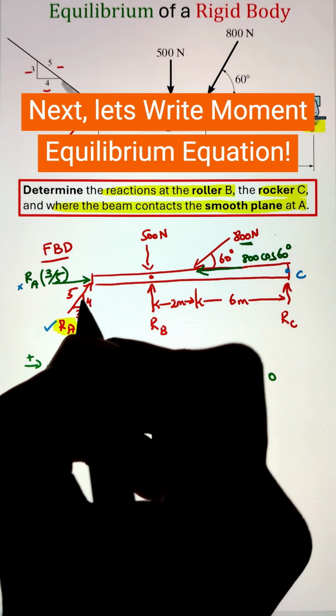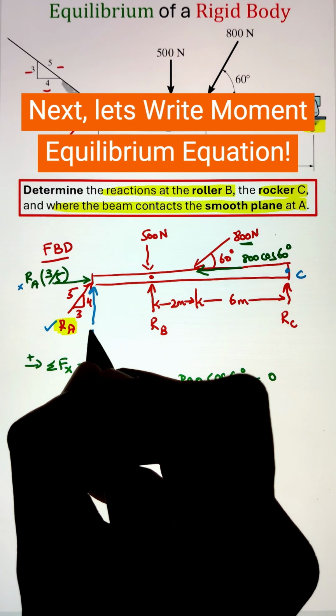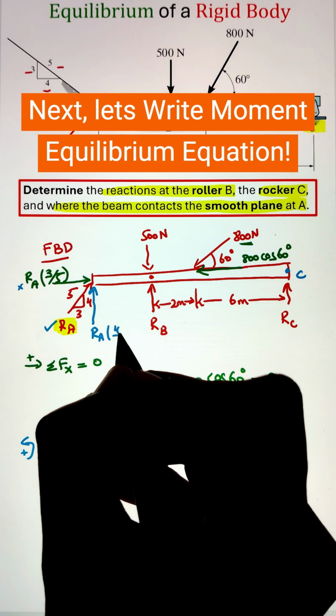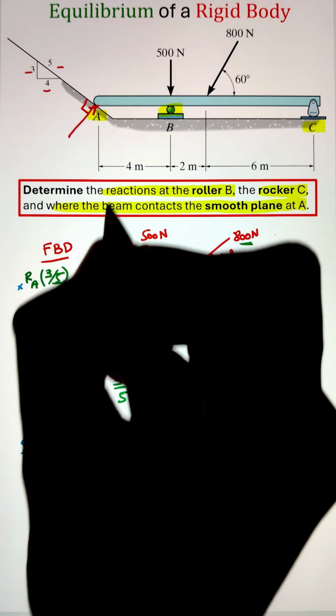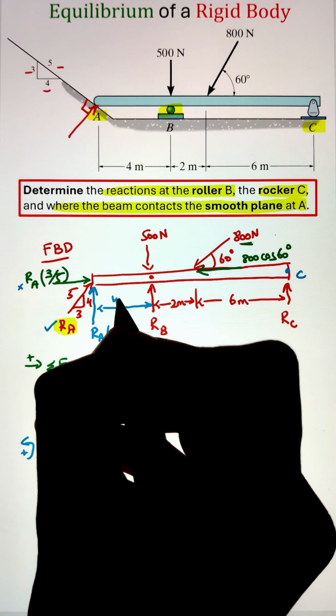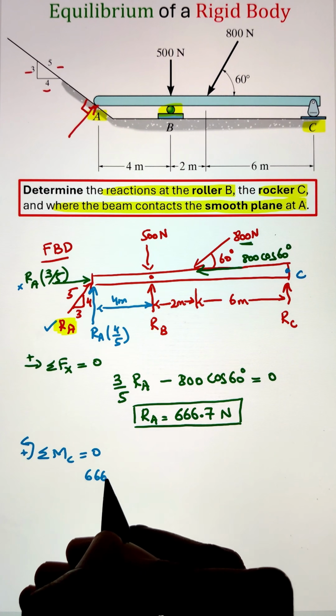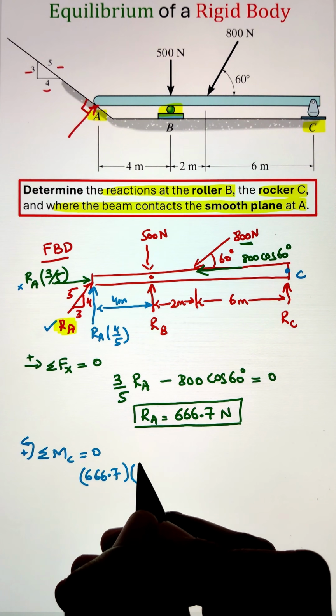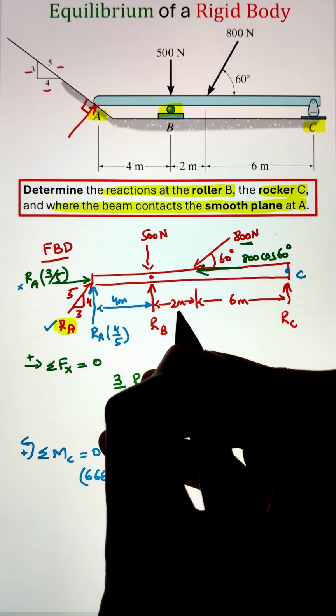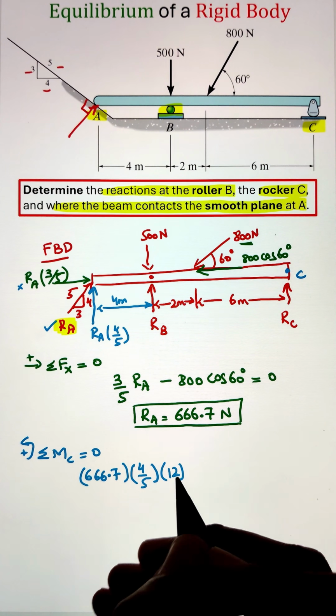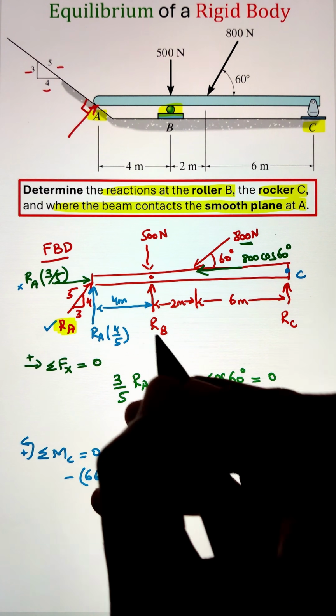Next, we can go ahead and write our other two equilibrium equations. Now, in this case, you have to be careful which equations to pick. So if I do summation of forces along the vertical z direction, I will have two unknowns. So it's better to write our moment equation first. So for that purpose, I'm writing summation of moment at point C equals to 0. That will eliminate my unknown of RC.